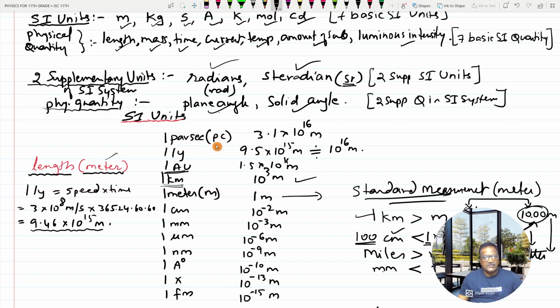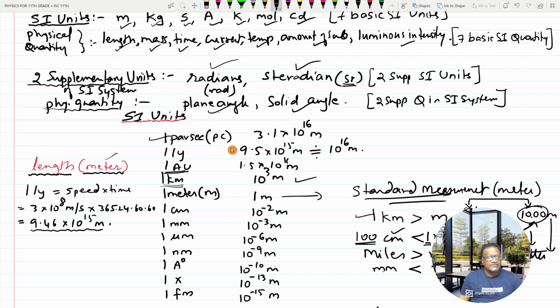PARSEC. It is denoted by the symbol pc. So 1 parsec is equivalent to 3.1 into 10 raised to 16 meter. Now this 1 parsec is the biggest unit of length. You don't have any unit bigger than this, the parsec, because you don't need it.